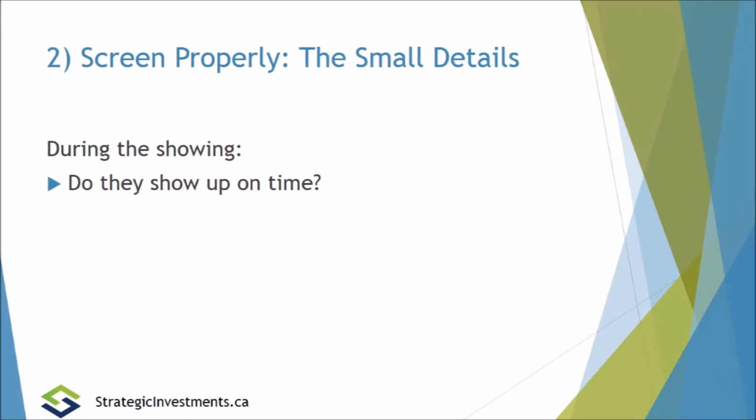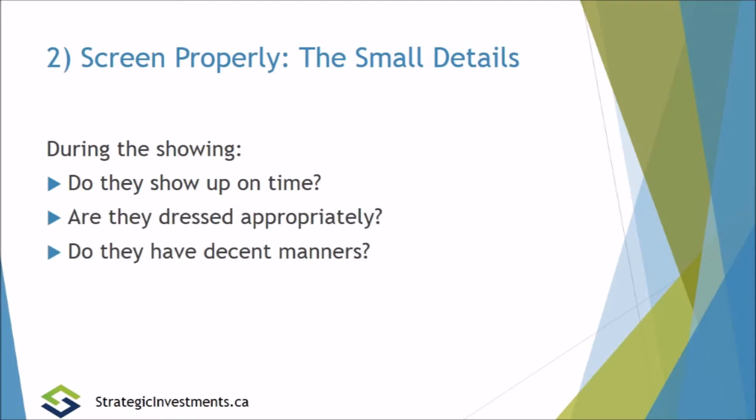Number 2. When agreeing to a certain showing time, pay attention to a few things. Do they show up on time? Are they dressed decently? Do they have good manners? Things like this may seem discriminatory, and you may think, what if they actually had a good reason for being late, for example? However, this is a business. If they can't respect your time, if they couldn't look at Google Maps before leaving the house, they will possibly not respect your property either.